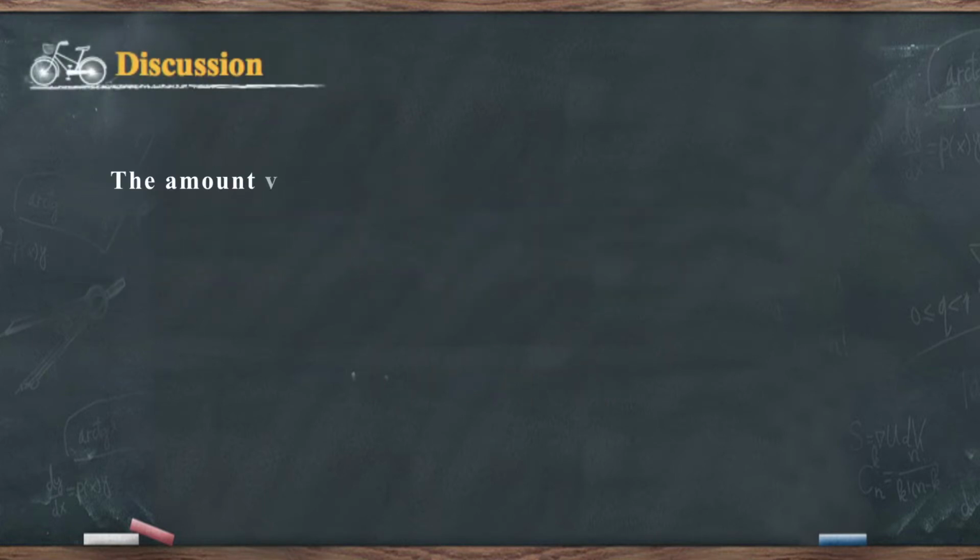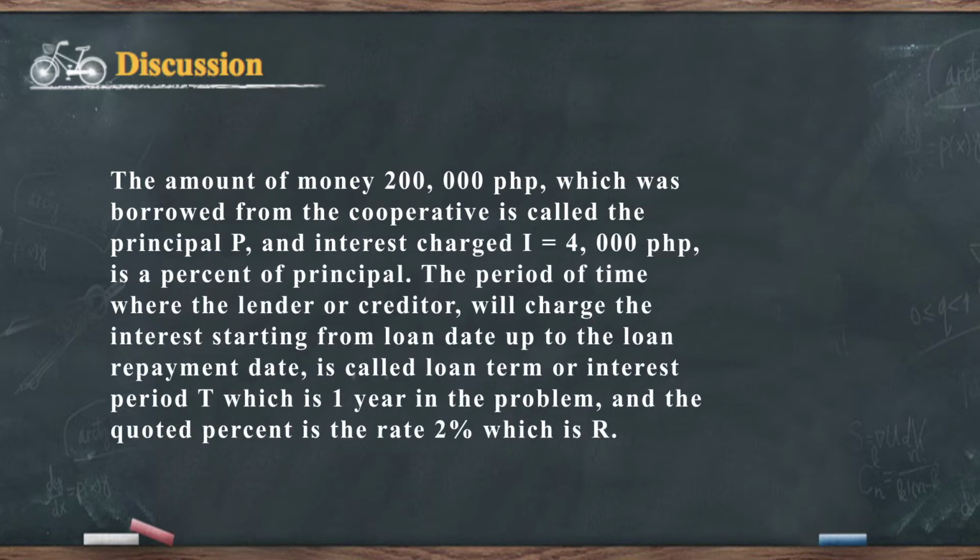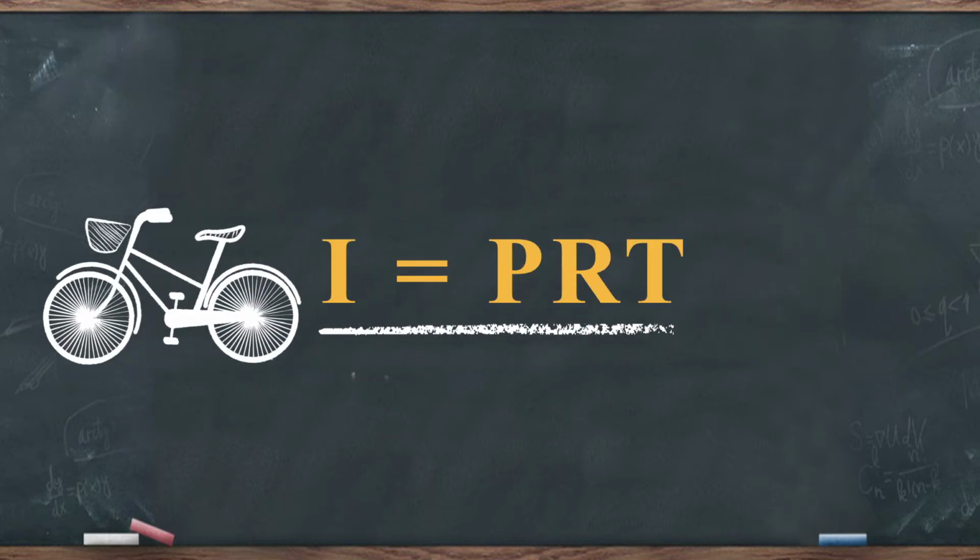Discussion. The amount of money, 200,000 pesos, which was borrowed from the cooperative is called the principal P, and the interest charged I equals 4,000 pesos is a percent of the principal. The period of time where the lender or creditor will charge the interest, starting from the loan date up to the loan repayment date, is called the loan term or interest period T, which is 1 year in the problem, and the quoted percent is the rate, 2%, which is R. I equals PRT.